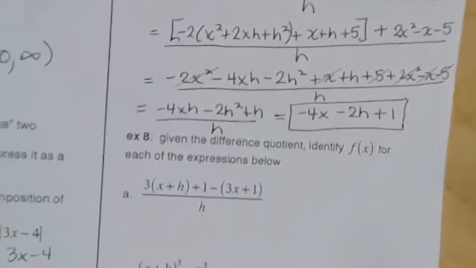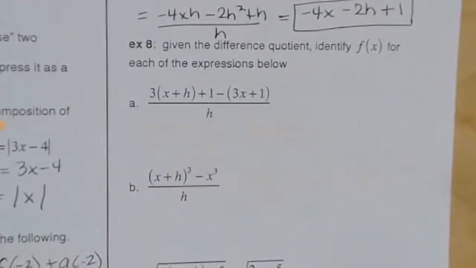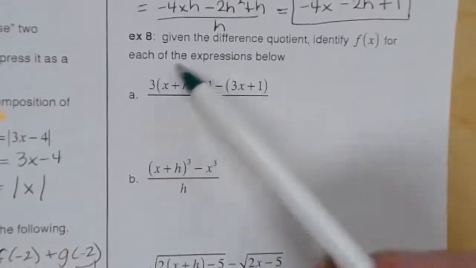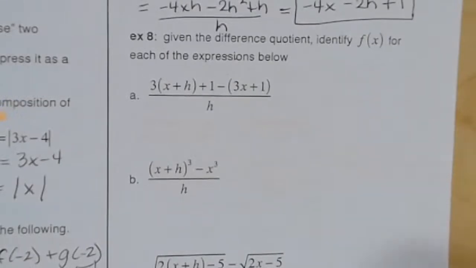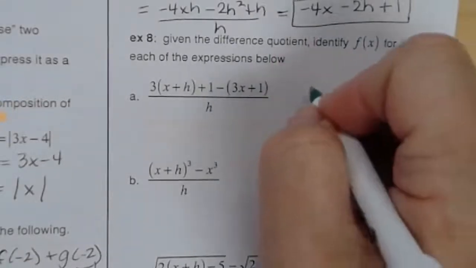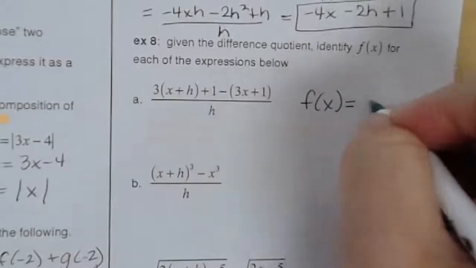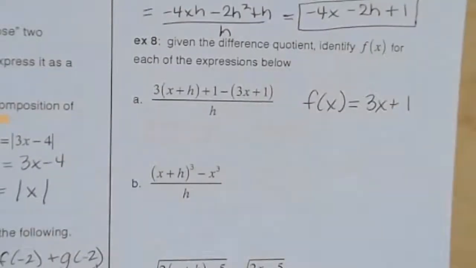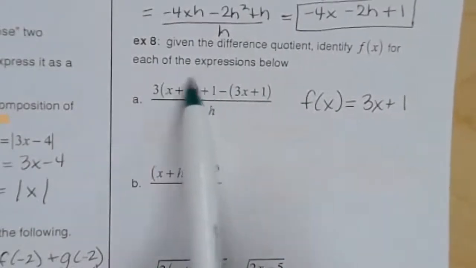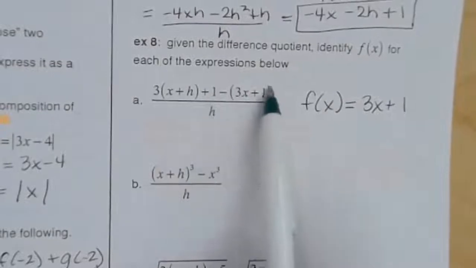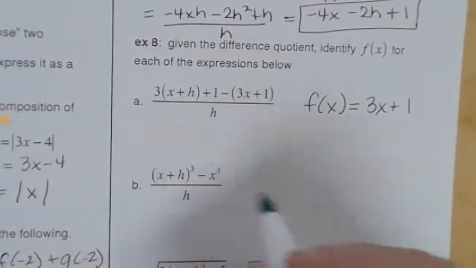So now we go to the bottom. This is what they're giving us as they're telling us what the difference quotient is, and they're asking us what is f of x. So remember, f of x is always what you're minusing. So in this case, f of x is just 3x plus 1. So if you think about that, if I take x plus h, plug it in here, I get that minus my original over h. Same thing here.